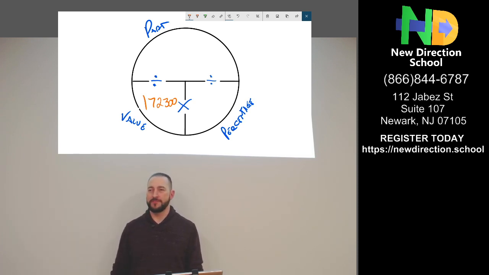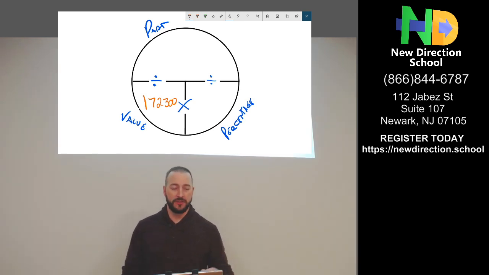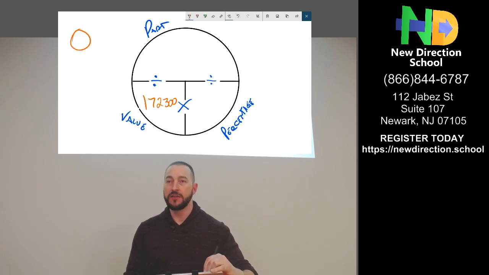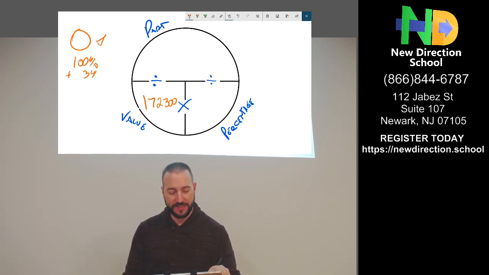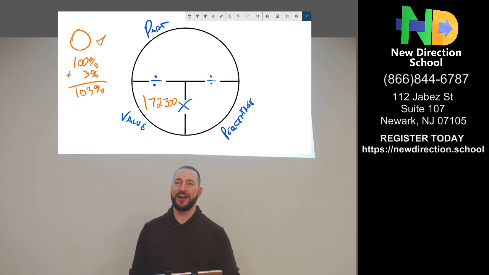Wrong. I told you guys, you're going to be wrong if you went by these numbers. It says property is increasing in value. So we have one whole pie plus a percentage of another one. So it's 100% plus 3%. 103% is the current value.